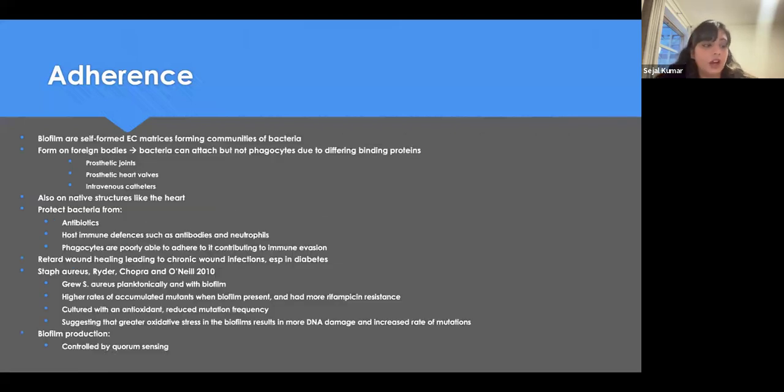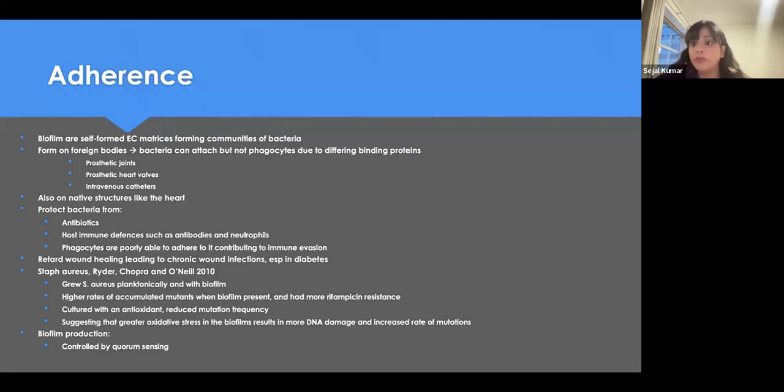Other examples are biofilms. Biofilms are really important. I am pretty sure they're an important part of the syllabus as well. They're really interesting to talk about, and there are a lot of pieces of experimental evidence that you can find on them. So I think this is a good thing to expand on in the adherence section. They're basically self-formed extracellular matrices forming communities of bacteria.